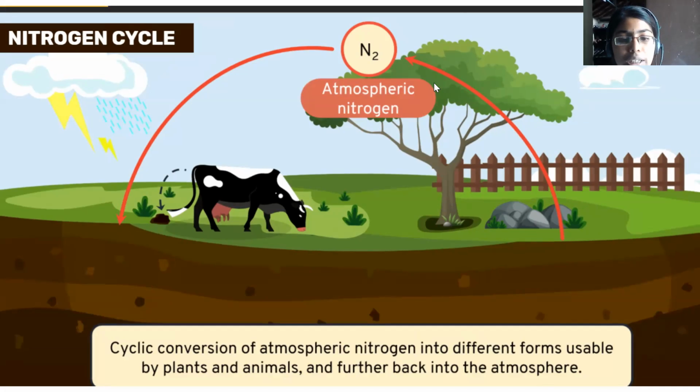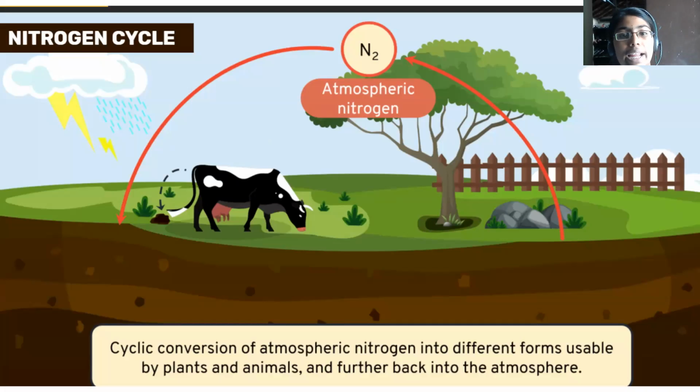The first thing is atmospheric nitrogen, which we have in our environment. This nitrogen is going to be used by plants and animals in different forms, and again it is going to come back to our environment. Forms are nitrites or nitrates only, ma'am. Yes, Vijay, the usable forms of nitrogen are nitrites and nitrates only. We'll study in detail how it is being converted.